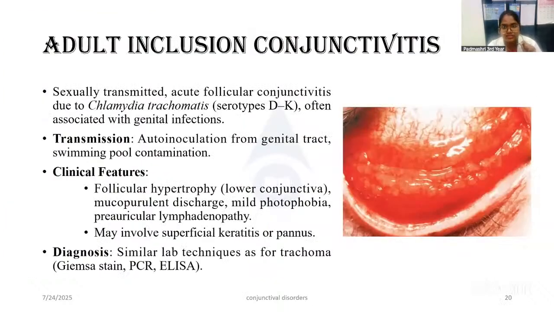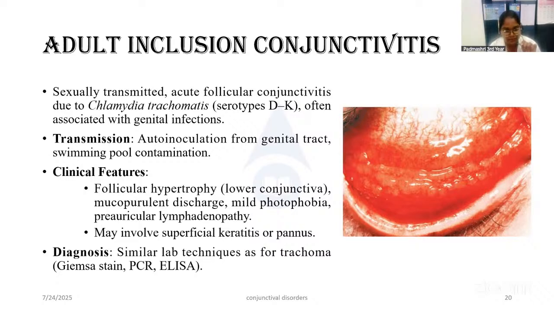Adult inclusion conjunctivitis. It is a sexually transmitted acute follicular conjunctivitis due to Chlamydia trachomatis serotypes B to K, often associated with genital infection. Transmission is by autoinoculation from the genital tract or swimming pool contamination. Clinical features. Follicular hypertrophy in the lower conjunctiva, mucopurulent discharge, mild photophobia, preauricular lymphadenopathy. It may involve superficial keratitis or pannus.